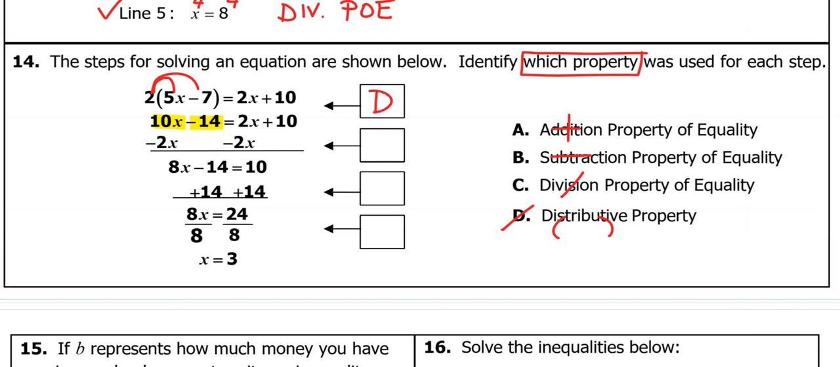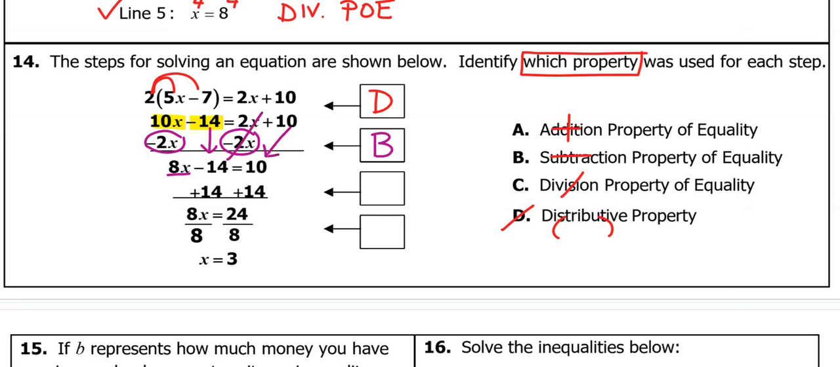Okay, now let's take a look at the next step. Notice that we're now subtracting 2x from both sides. So if we're subtracting 2x from both sides, we're using the subtraction property of equality. It's called the property of equality because what you do to one side, you do to the other. So we're going to say B, subtraction property of equality. The equation is remaining balanced, subtracting 2x from both sides. So 10x minus 2x gives you 8x. That's good. Then we brought down the -14. And then we brought down the 10 that was left over because the 2x's cancel.